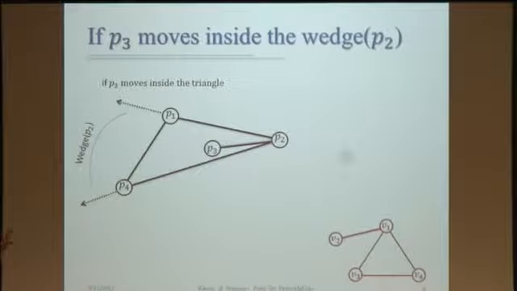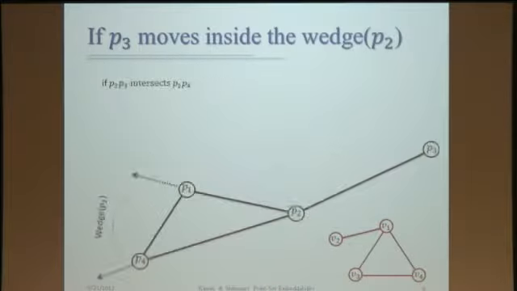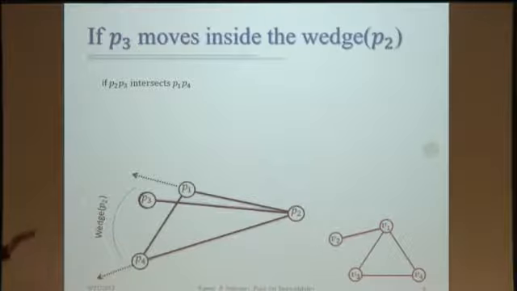If it's inside the triangle and there is no crossing yet, then we change the mapping like this. So now P2 is mapped to P2, and P4 is mapped to P3, and we change the edges like this. Now we also have to remove this certificate and insert a new certificate that says that P2 is not inside the wedge P1. The same thing goes for this case when P3 is not inside the triangle, but it moves into the wedge and creates a crossing. Then again, you change the mapping and form a new certificate.